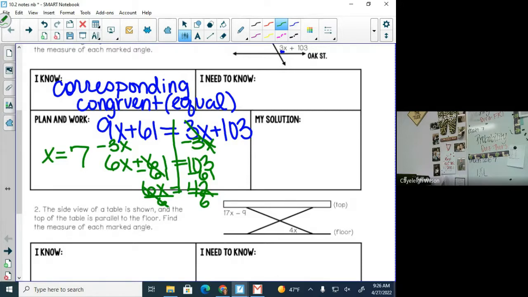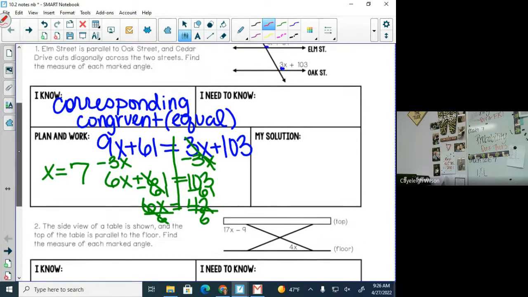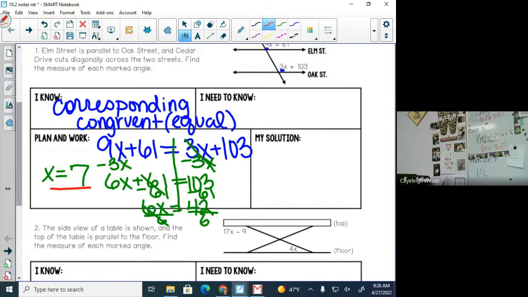So what do you think I'm going to do with that 7? We're going to plug it in for each of the angles. Okay? So what I'm going to do here is take that 7 and plug it in for the x there. I only have to find 1. Yep. All right, so I'm going to do 3 times 7 plus 103.